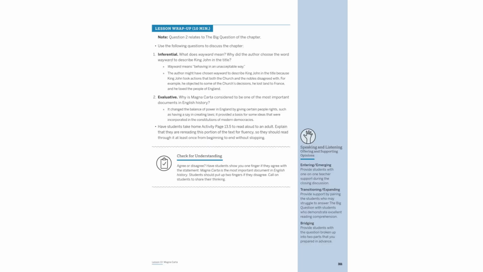Wayward means behaving in an unacceptable way. The author used it to describe King John because he defied both the church and nobles, losing land to France and imposing taxes. The Magna Carta is pivotal in English history as it shifted power, granting rights and influencing modern democratic constitutions.